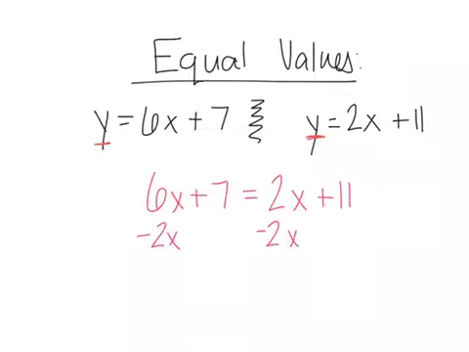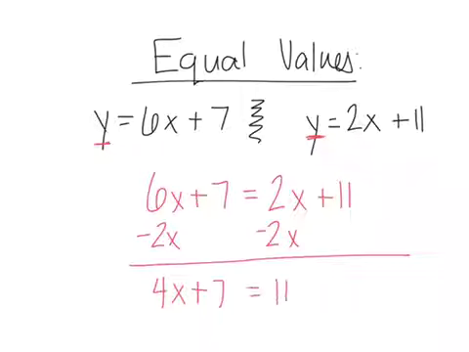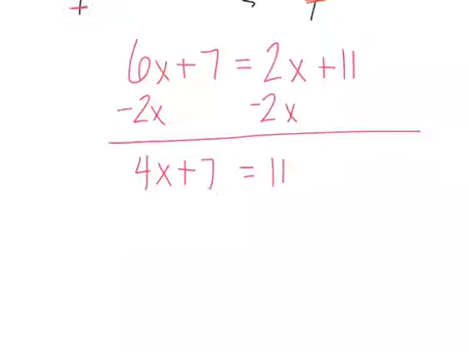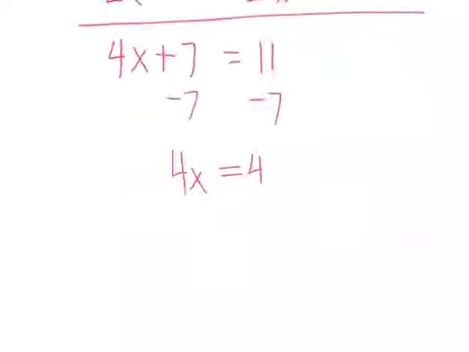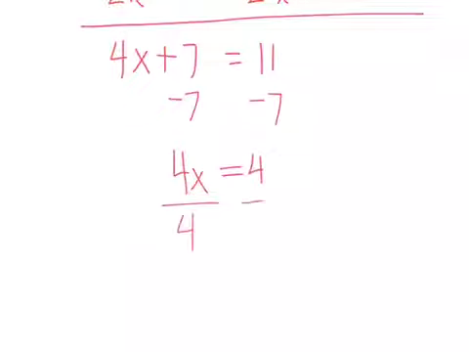I subtract 2x from both sides. That leaves me with 4x plus 7 equals 11. Subtracting 7 from both sides leaves me with 4x equal to 4. And then solving from there gives me x equals 1.